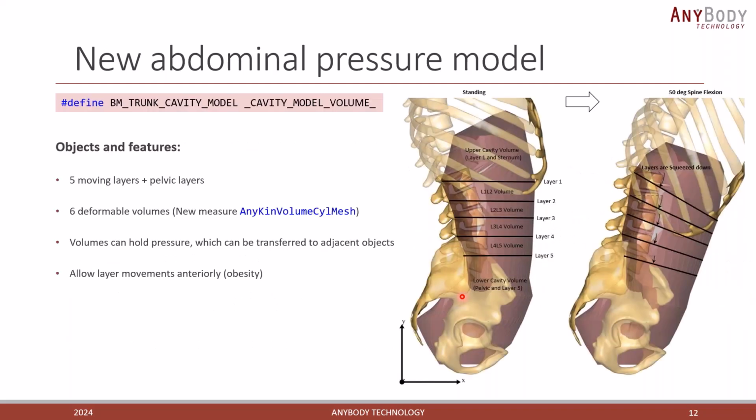So let's go to the abdominal pressure model. You can enable the abdominal pressure model with this definition. So it's a cavity model volume.